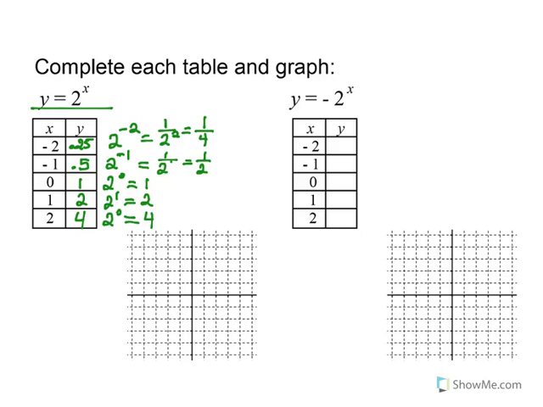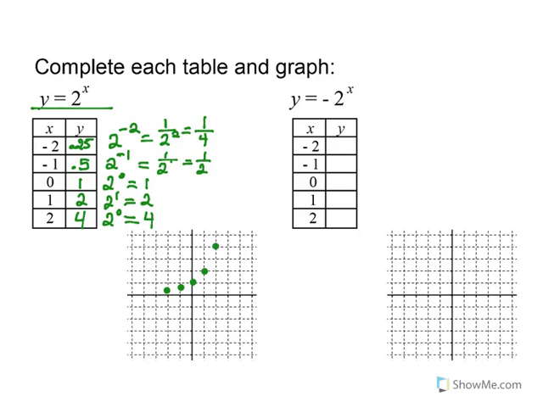So when we have, let's see, negative 2, 1/4 would be just above, right about there. And then we have negative 1, 1/2. Then we have 0, 1. I'll make these dots a little bit bigger, easier to see. There we go. And then we have 1, 2. And, oh, that's a little bit off. 1, 2, and 2, 4.